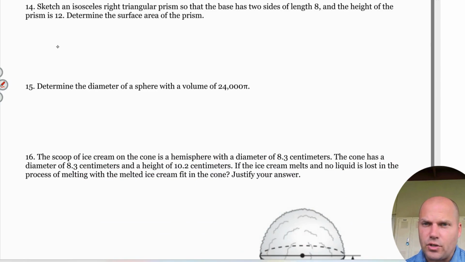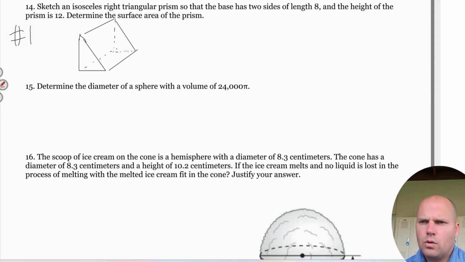All right, we kind of did this earlier. This is question number 1, only you're sketching it. We got a right isosceles triangle. These are both 8 and 8. This is a 45, 45, 90, so this has to be 8 times root 2.